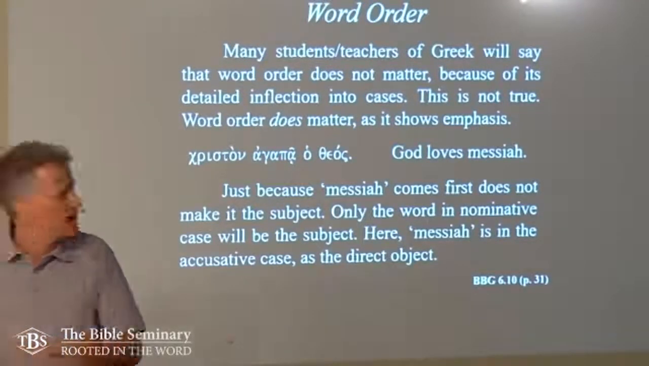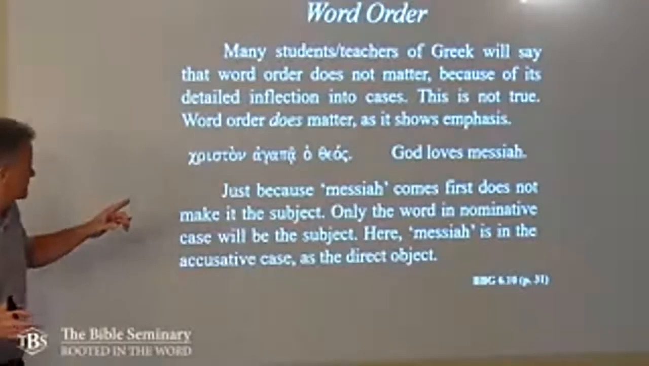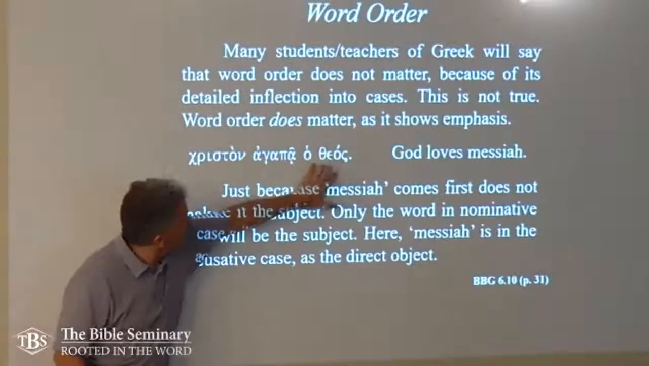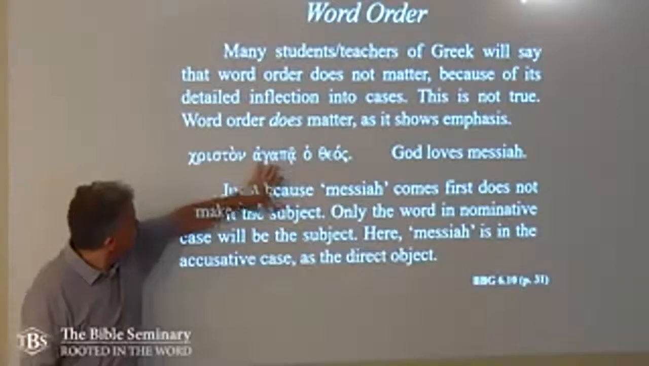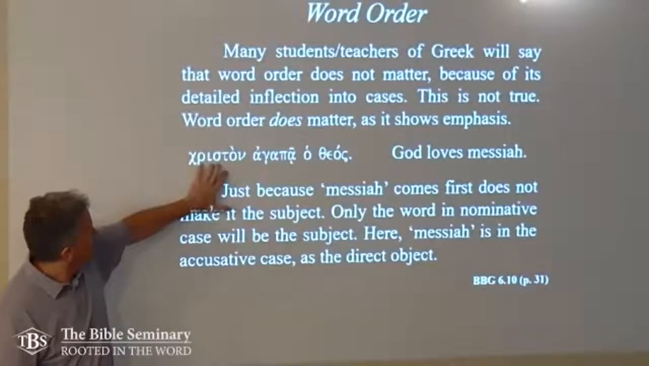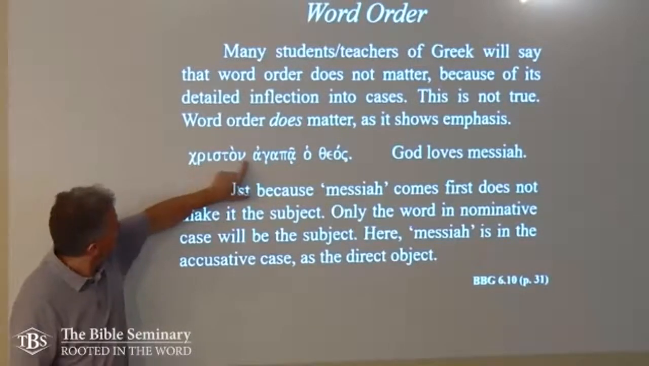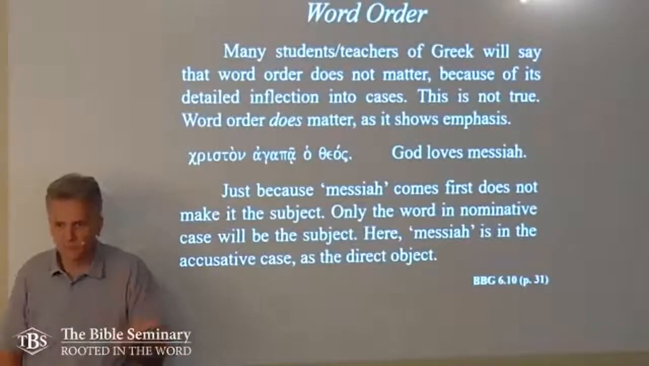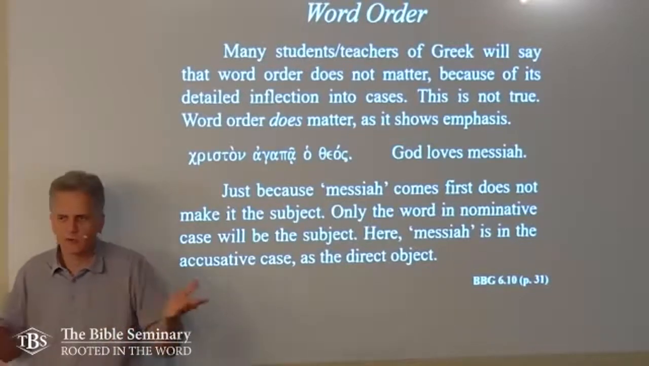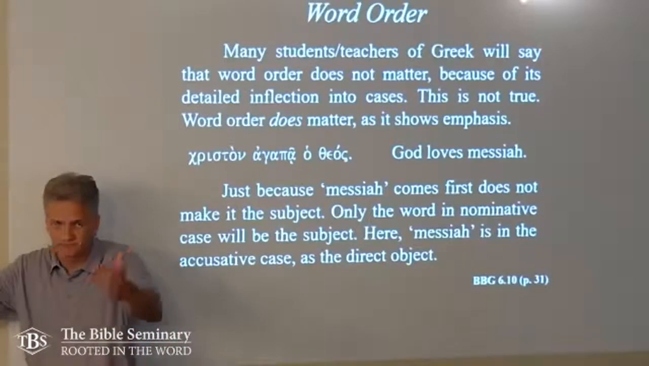Yes. So in English, we translate this first, God, then we go to our verb, loves, and then we go to our direct object in the case, God loves Messiah, or the anointed one. Literally, that's what it would be. God loves the anointed one.